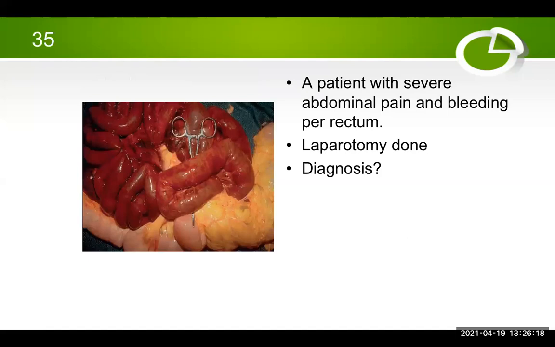Now, let us make this the last question for today. A patient with severe abdominal pain and bleeding per rectum, and this is the laparotomy picture of the patient. What is the diagnosis? What do you think? What is going on here? Just describe what you see there. What can you see in the picture?